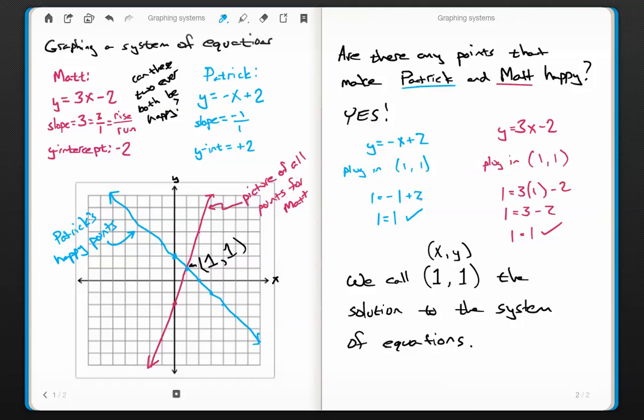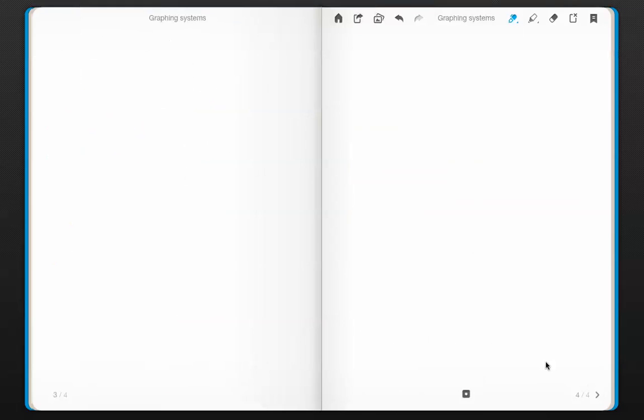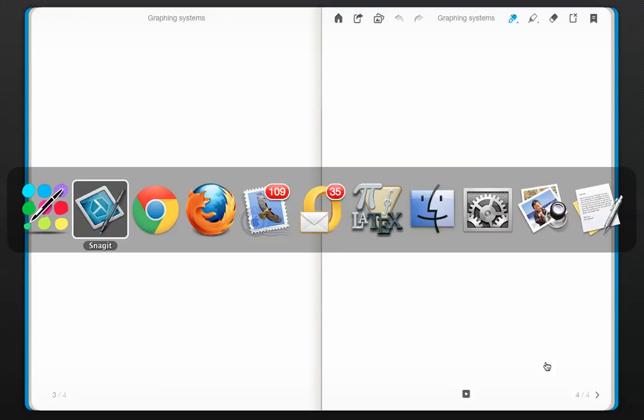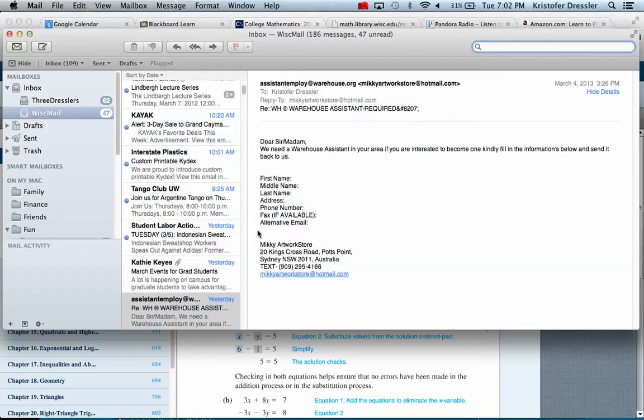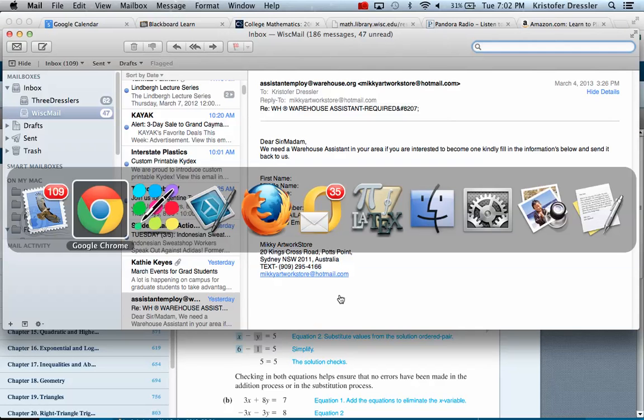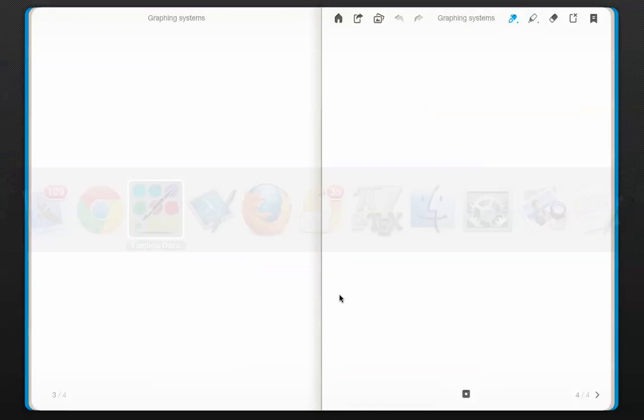Okay, so let's do another one of these, and I'm going to have to, these are a little harder to make up in my head, so I'm going to cheat here. So let's see, x plus y equals 7, and x minus y equals 5. Yeah, that'll work. You don't want to see my email there. You want to go to this. Okay.